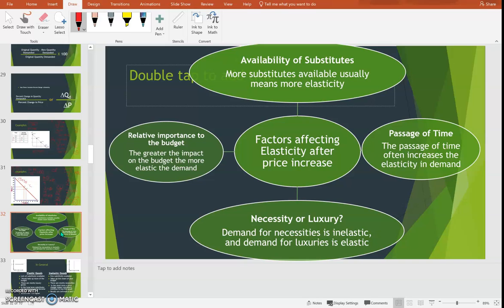Relative importance to the budget. The greater the impact on the budget, the more elastic the demand. So again, luxury items are going to college, right? If I know that it's going to take a large chunk of my paycheck to go to college and pay back those student loans later, right? I may not consider going to college because it's so much money, all right?